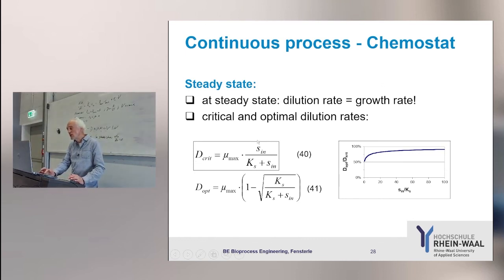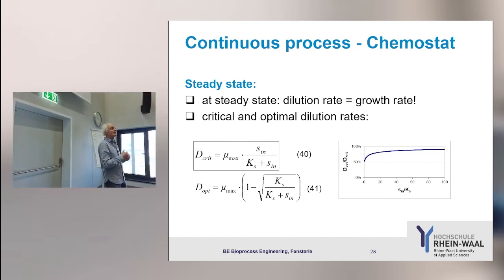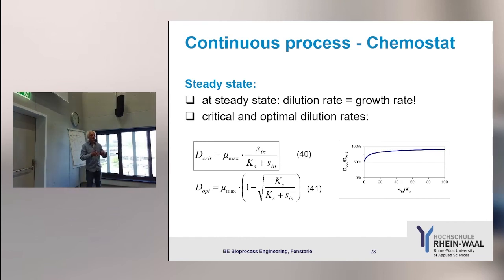This is mu max times the substrate concentration in my inflow, and the Ks. And you see, if my Ks is way lower than the substrate concentration in the inflow, which is usually the case, then the critical is more or less mu max. And you will see also the optimal. So this is the dilution rate where I have the highest productivity. The optimal is quite close to this D critical.